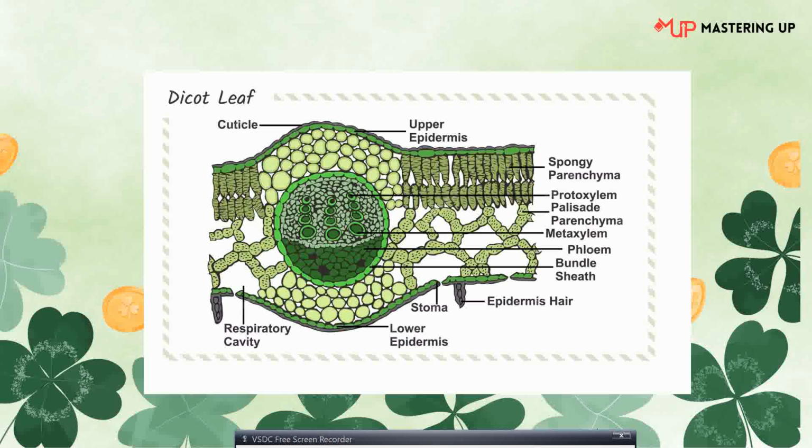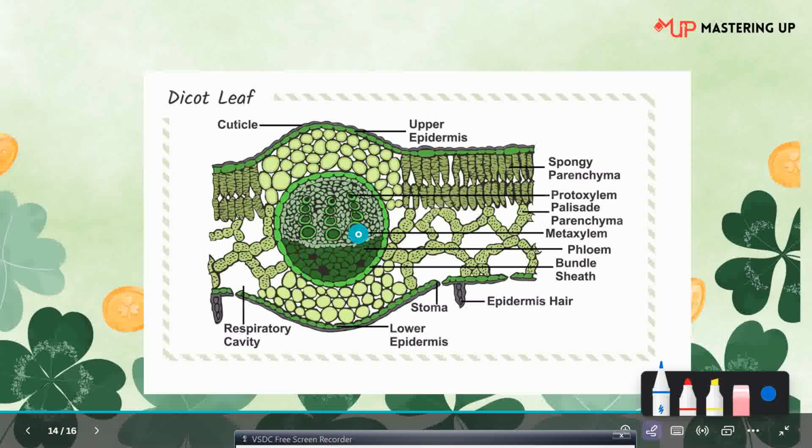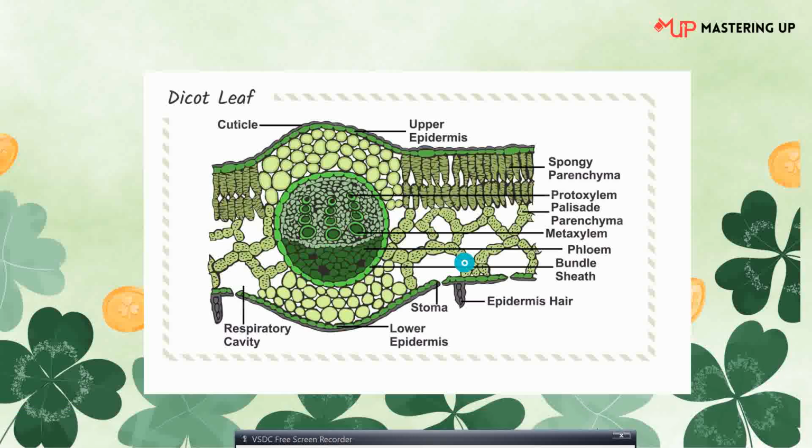Again, when we study the vascular bundle, we will study the metaxylem, protoxylem and so on. Those things we will study later. Here we just need to know that the bundle sheath cells don't have chloroplasts in them, and the mesophyll cells have chloroplasts.